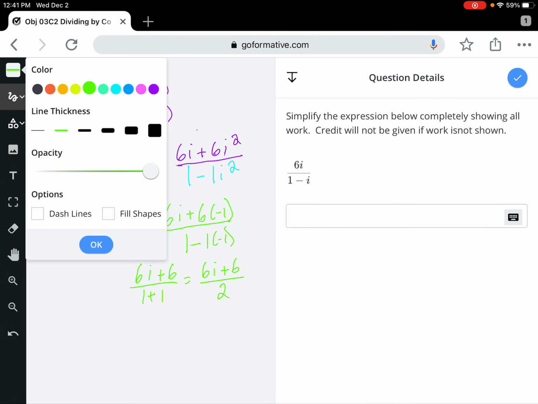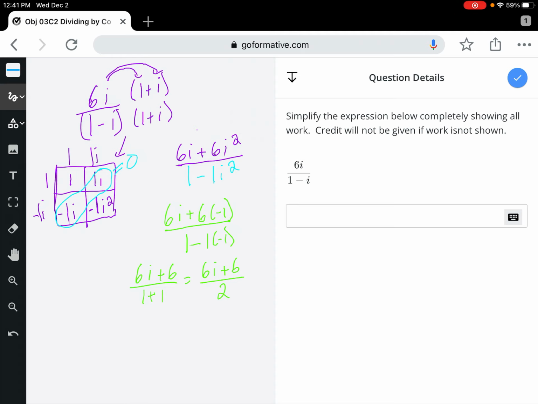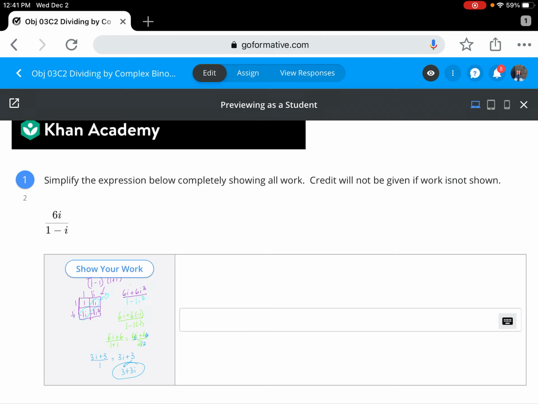Okay. So I take all of those and I divide each part by 2. So you can divide this by 2, this by 2, and this by 2. So what I end up with is 3i plus 3 over 1, which I can write as 3i plus 3, but we always want to have this first, so it's going to be 3 plus 3i. That's proper notation.